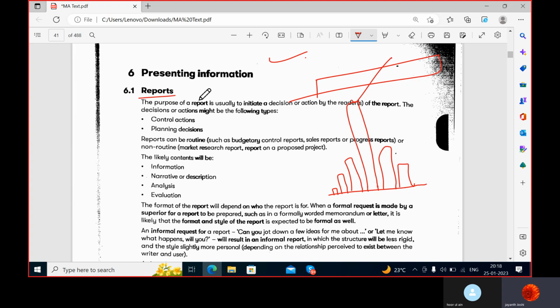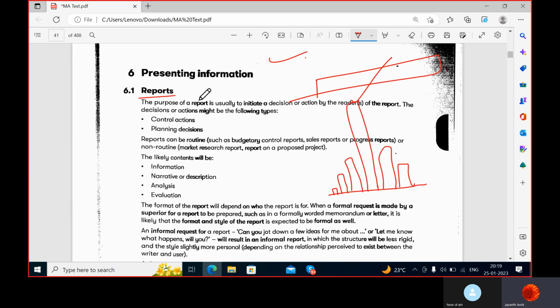But if the marks are very low, they will be very reluctant to sign the report. Am I right? Yes. So based upon that report only, they'll decide. Isn't it so? Just a second. Yeah.